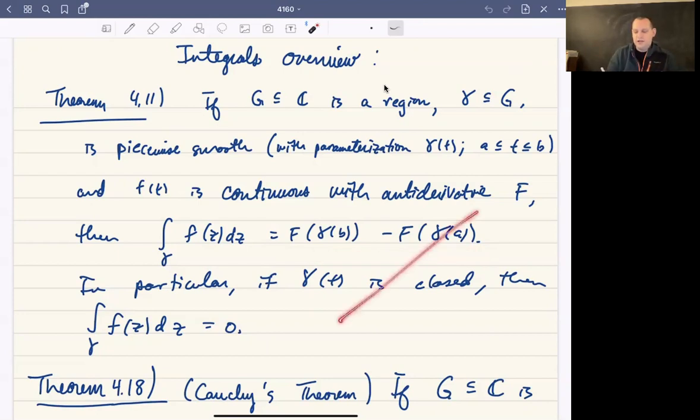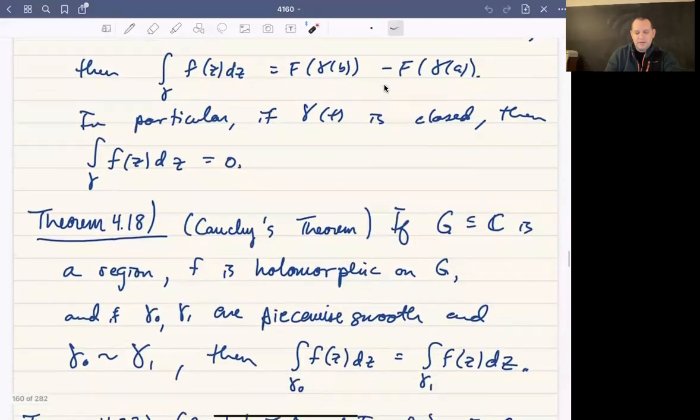So it doesn't matter if it's a line or part of a parabola or a spiral. If you start and stop at that same point, gamma of a and gamma of b, then you're going to get the same integral, again, as long as the rest of these conditions are met. And in particular, if this is a closed path, meaning that gamma of a and gamma of b are equal, then the integral will be 0, again, as long as little f is continuous with an antiderivative and as long as gamma is piecewise smooth. Okay, so that's the first thing. So if you have a continuous function with an antiderivative, you get path independence.